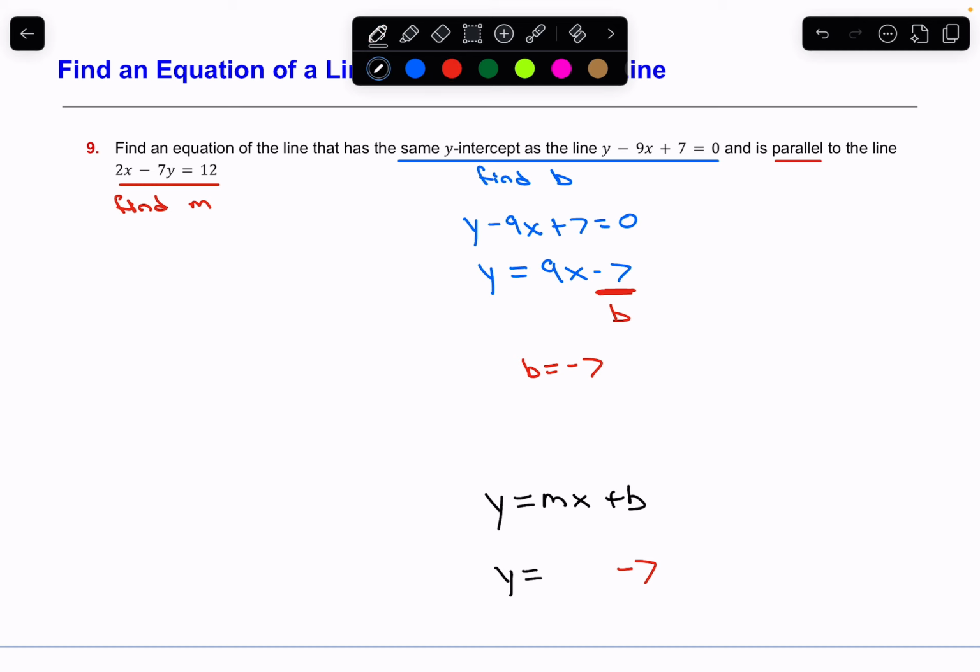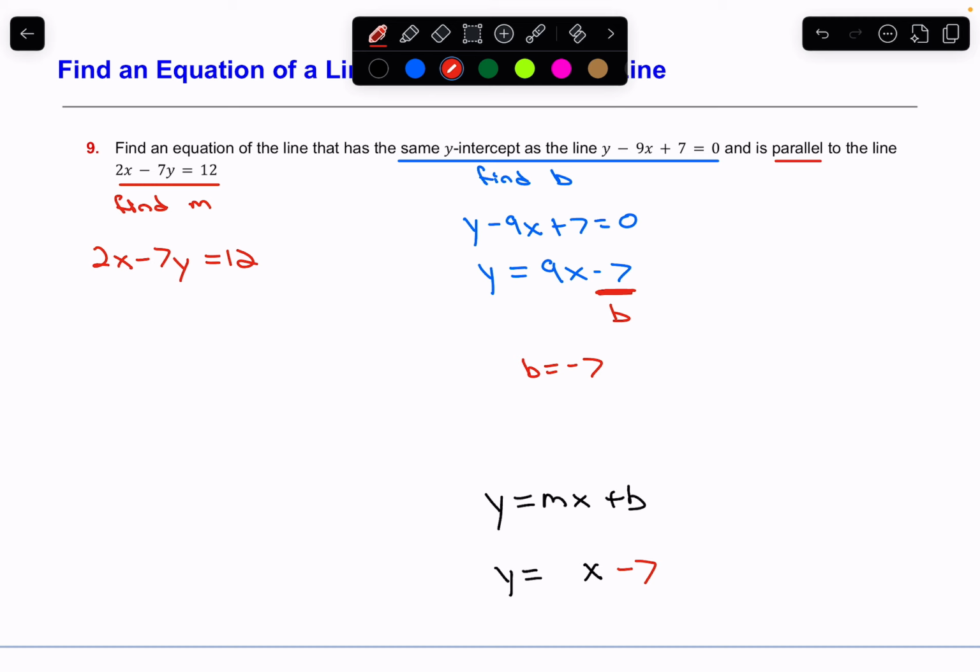So now I just need to find out what is the m value. Down here, this m, I need to know that m so I can put it next to this x. So we're going to use the red line to figure out what that m is. So we'll take 2x minus 7y equals 12. And we're going to put this into slope-intercept form so we can see what the slope is.